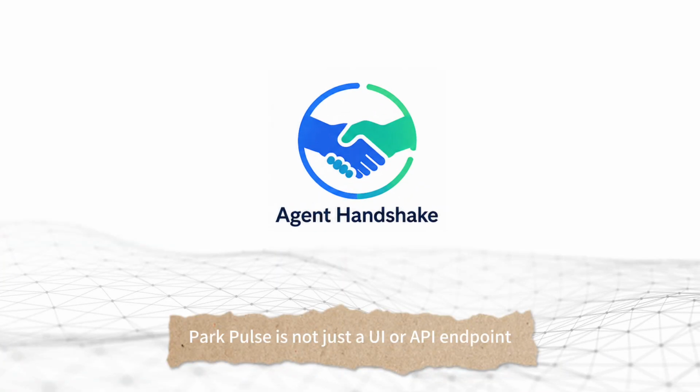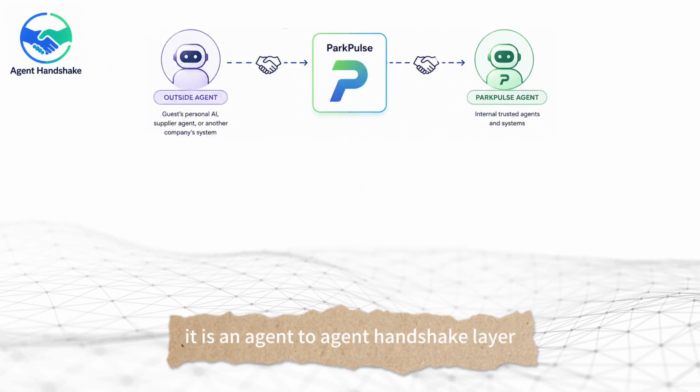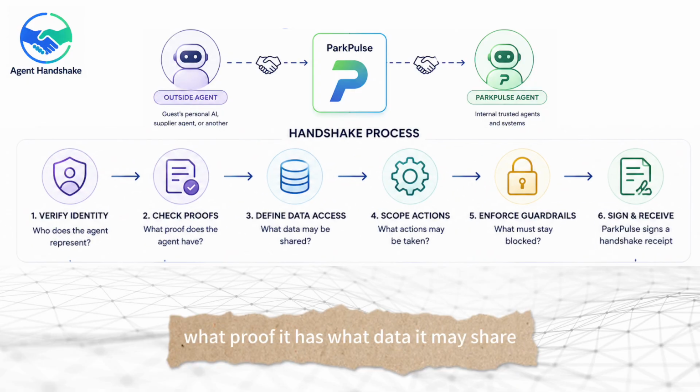Agent Handshake. ParkPulse is not just a UI or API endpoint, it is an agent-to-agent handshake layer. The outside agent is an external entity, a guest's personal AI, a supplier agent, or another company's system. ParkPulse cannot automatically trust it. So before giving a plan, ParkPulse verifies who the agent represents, what proof it has, what data it may share, what actions it may take, and what must stay blocked.